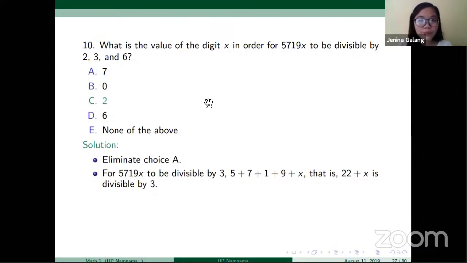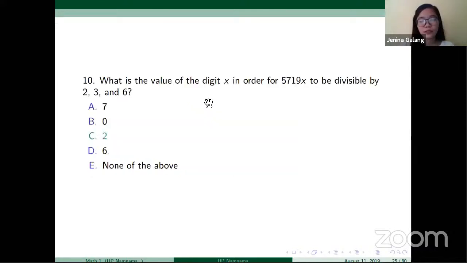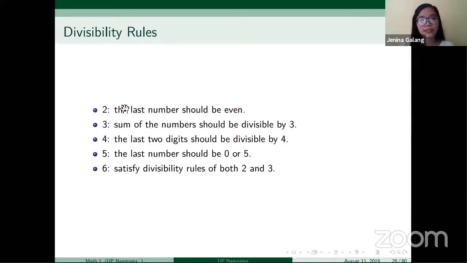So, ulitin ko na lang to. Dito kasi meron tayong divisibility rules. Kapag yung last digit ng number natin is even, then it is divisible by 2. So, for example, 248. Since even yung 8, ibig sabihin divisible siya by 2.